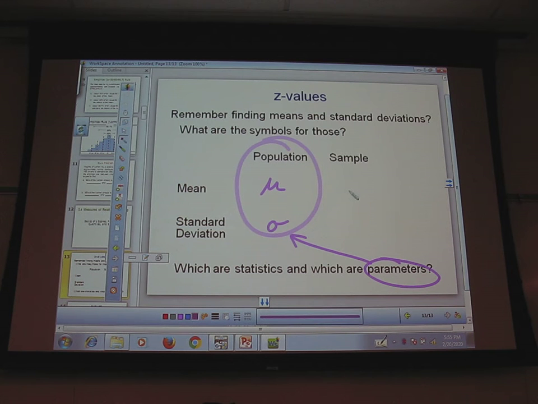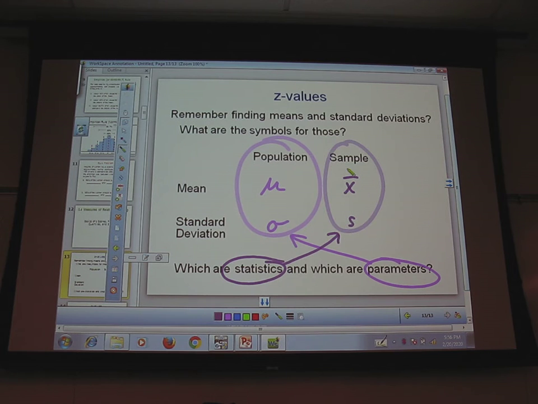What's the sample mean symbol? X bar. Great. Sample standard deviation. S. Terrific. Are those statistics or parameters? Statistics, because they're for a sample. Everybody on board with that? Yeah.